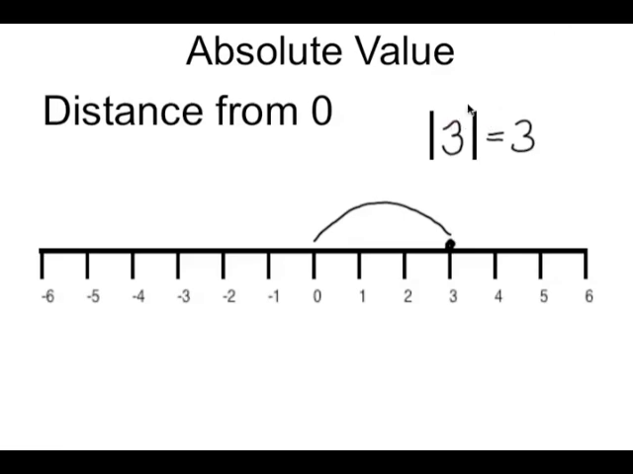However, the absolute value of negative 3 is also equal to 3 because negative 3 is also 3 units away from 0. So this is where it can be confusing. It's just like anything in math, it can be one thing or the other. It's easy to get things backwards.